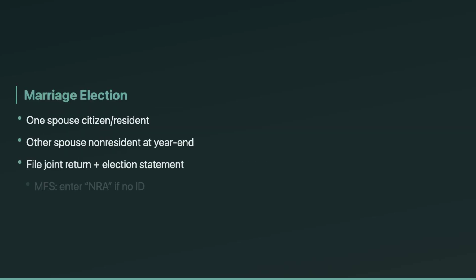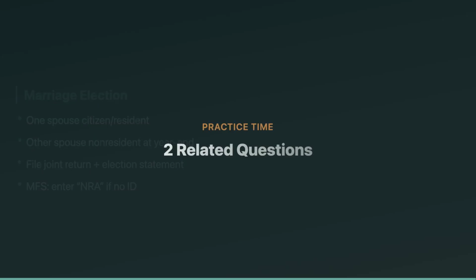Last big concept: residency through marriage. A non-resident alien who doesn't meet the tests can elect to be treated as a resident if married to a U.S. citizen or resident, but only by filing a joint return and both spouses agreeing to treat the non-resident as a resident for the entire year. If they file separately and the spouse has no SSN or ITIN, you'll often enter NRA in the ID number space. EA exam loves that detail.